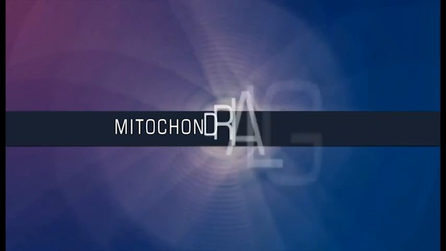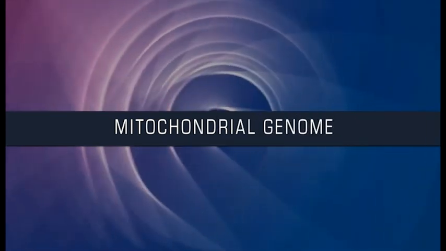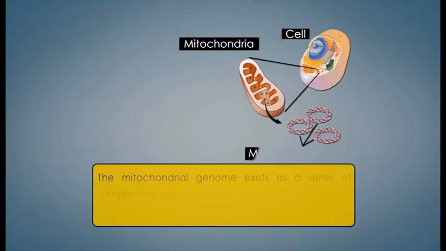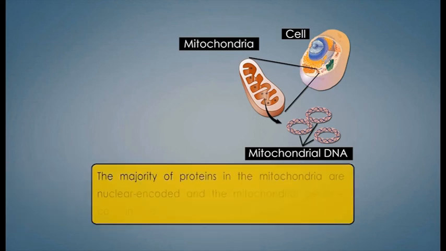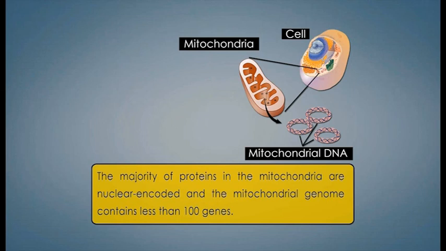The next organellar genome is the mitochondrial genome. Eukaryotic cells contain many mitochondria per cell and each mitochondrion contains multiple copies of the mitochondrial genome. The mitochondrial genome exists as a series of subgenomic circular double-stranded DNA molecules and the size ranges from 200 to 2500 kilobase pairs. The majority of proteins in the mitochondria are nuclear encoded and the mitochondrial genome contains less than 100 genes. Let us now see the conclusion.